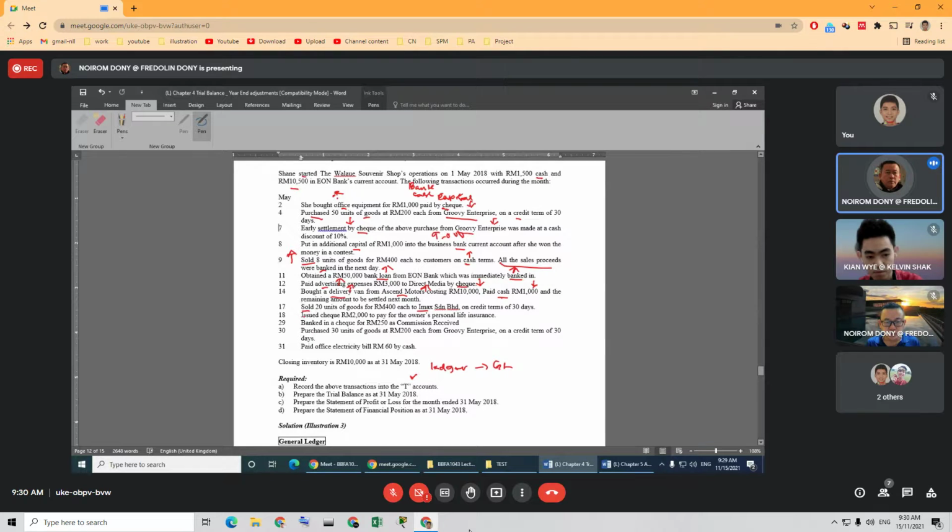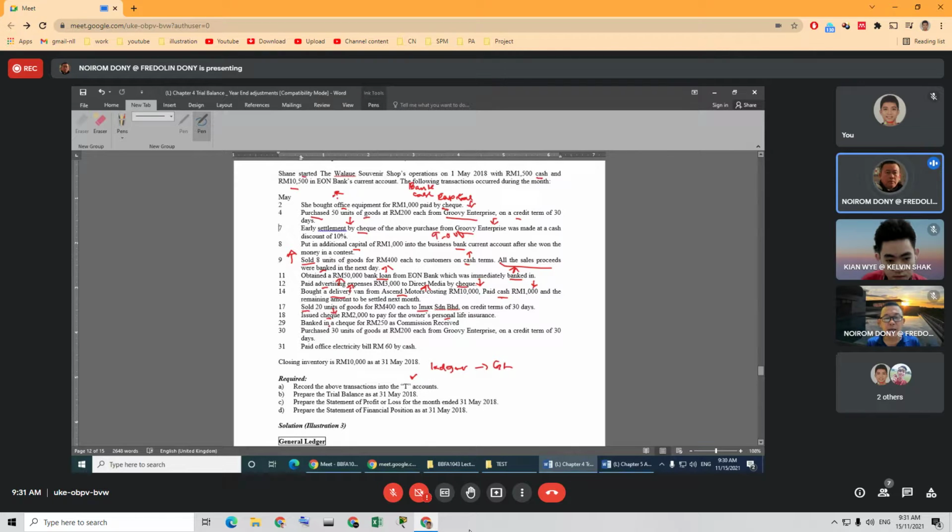And then on the 18th, issued check 2,000 to pay for the owner's personal life insurance. Now, whatever that is, personal expenses of the owner, whatever type it is, we call it drawings. Okay? So one account only, drawings account. So there are two accounts, check and drawings here. Check reduces, so this is credit. Debit will be the drawings account.